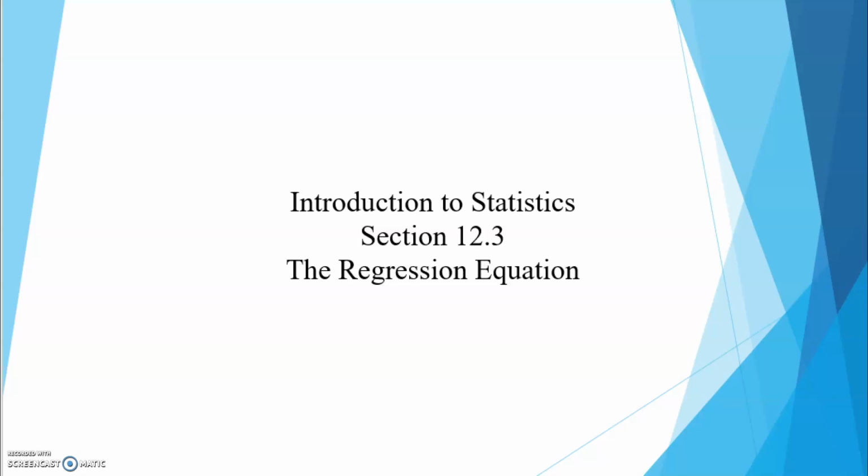All right, in section 12.3, we're trying to get the regression equation, which really means we're trying to find A and B. So if this is our regression equation for a straight line, we're trying to get a number for A, and we're trying to get a number for B.